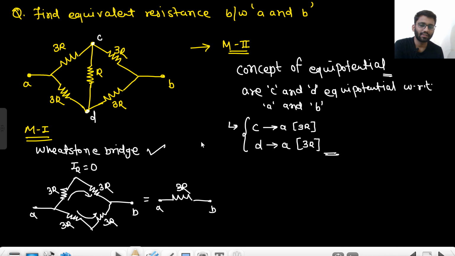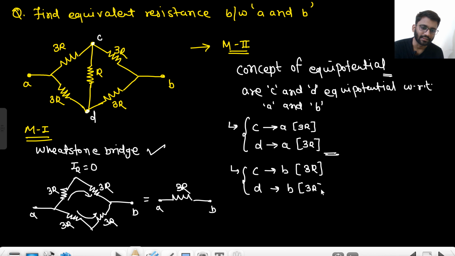Now the other box we are checking with respect to A and B. Now C will go to B. It has to go through 3R resistance. And now D will go to B. It also has to go through 3R resistance. Now both of this work are the same. Both of these are independent. Are you getting my point here?